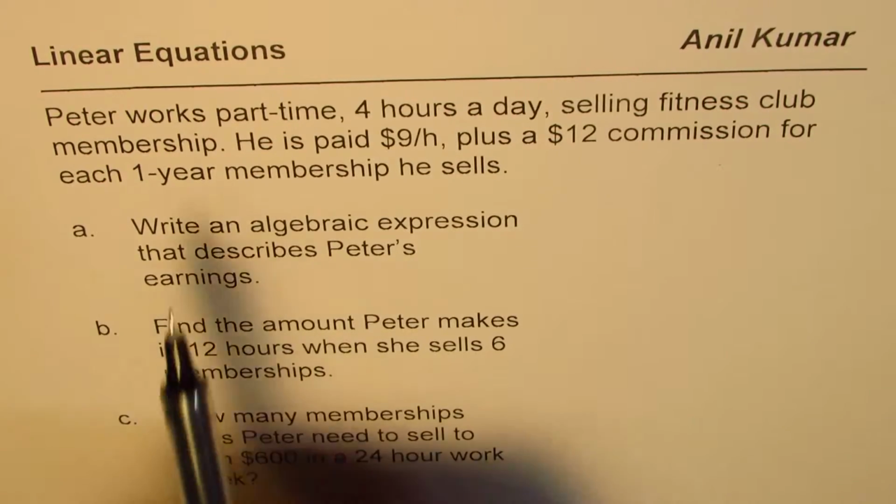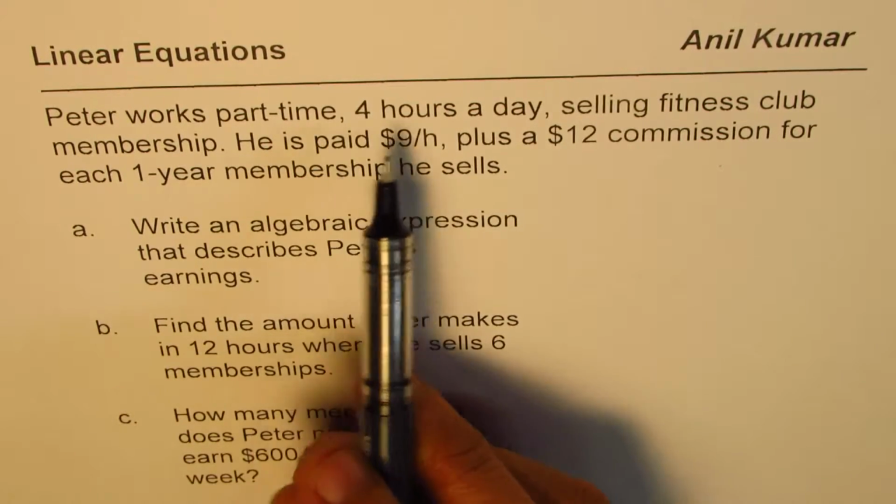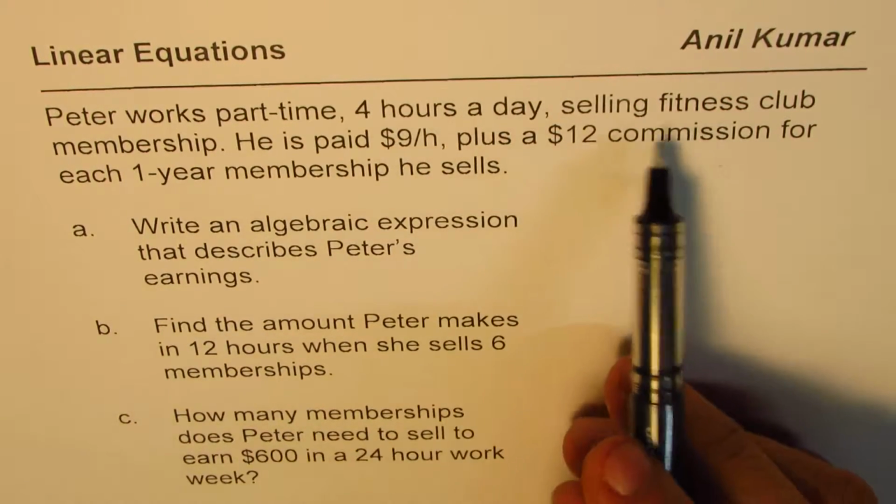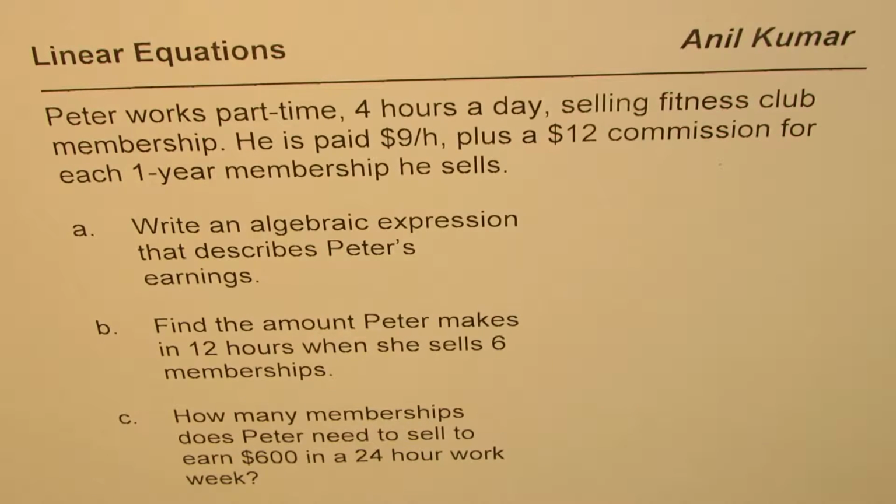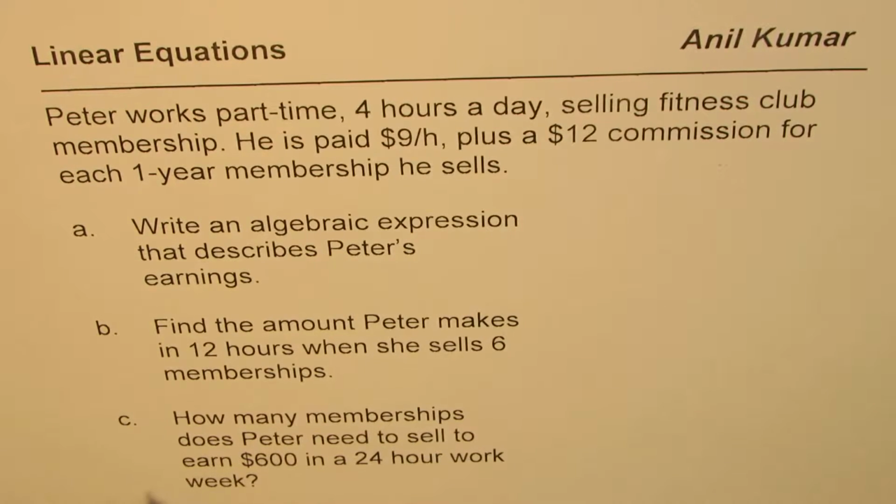The question is, Peter works part-time 4 hours a day selling fitness club membership. He is paid $9 per hour plus a $12 commission for each 1 year membership he sells. Now there are 3 parts to this question.